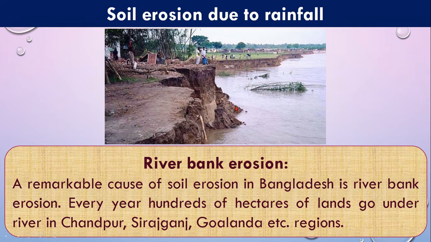So this is very dangerous in our country, and it has a very negative impact. That is why lots of people become homeless, houseless, and landless. This is called natural river bank erosion, and it is a huge disaster in our country.